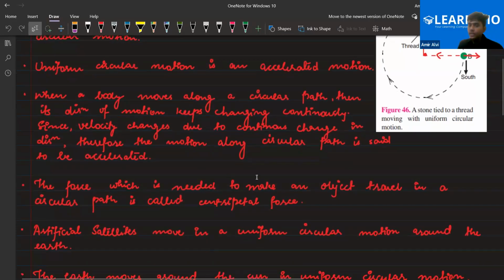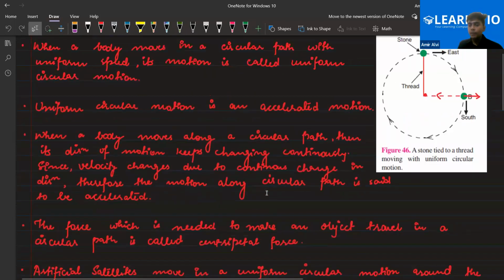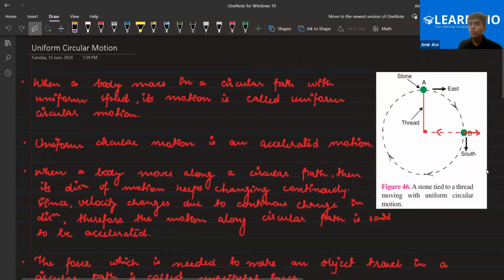The force needed to make an object travel in a circular path is called centripetal force, and its direction is towards the center, along the radius. Centrifugal force is the force which acts outwards. Centrifugal force is not an actual force, it's just a pseudo force. It does not really exist, it is just an influence. But centripetal force is the actual force, along the radius towards the center. Clear, everyone?